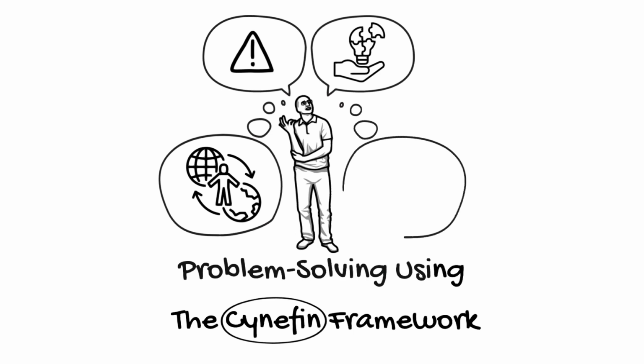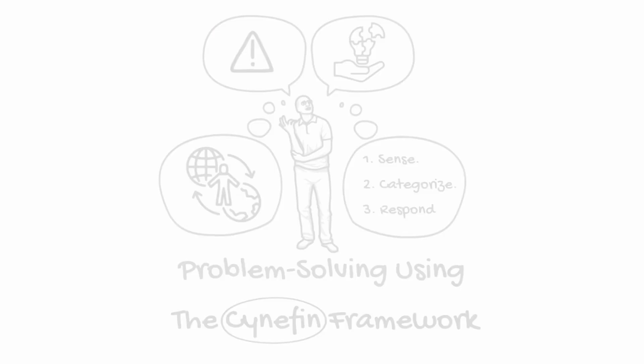The Cynefin approach encourages us first to sense, then categorize, and then respond to problems. Unsorted problems start in the central domain called disorder. As we sense the problems, they're categorized into 4 types. These are clear, complicated, complex, and chaotic. Let's look at each category with examples and how we can respond to each type of problem.